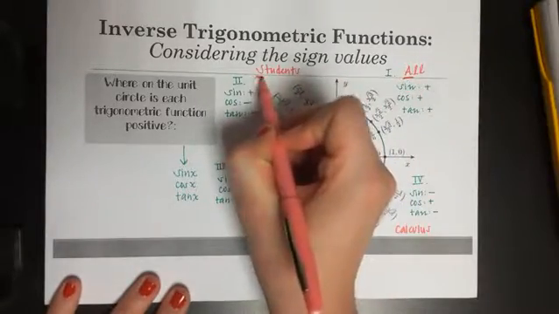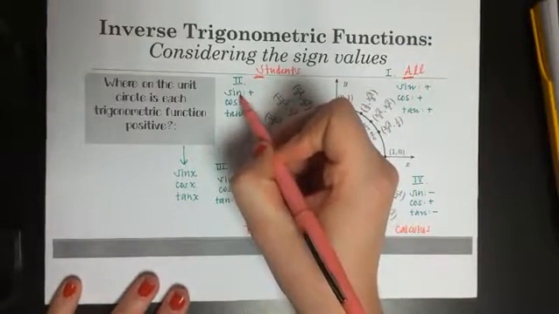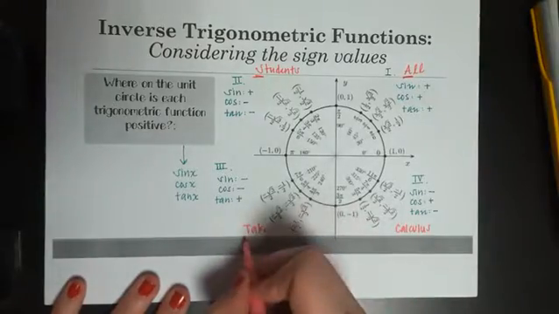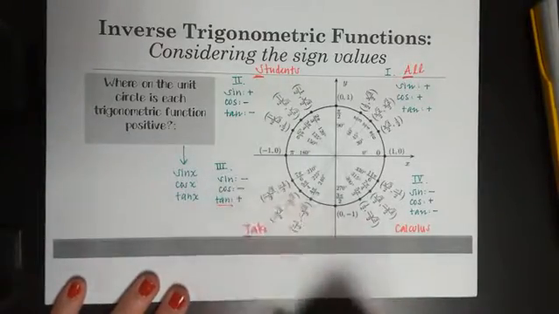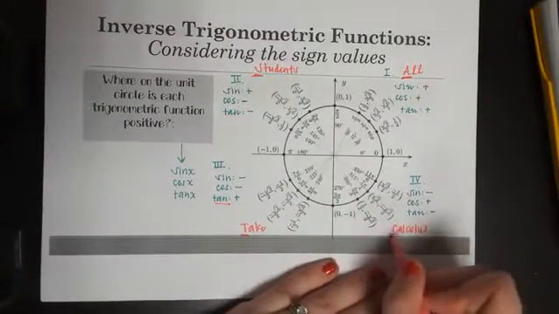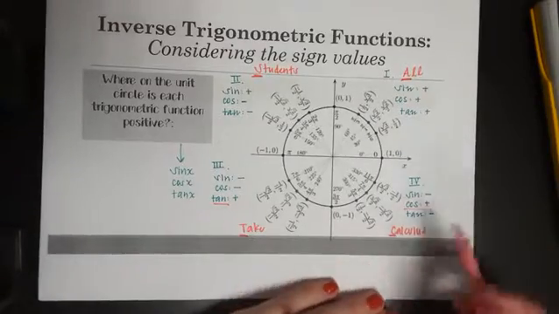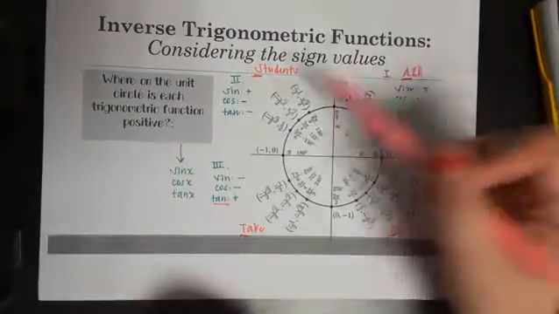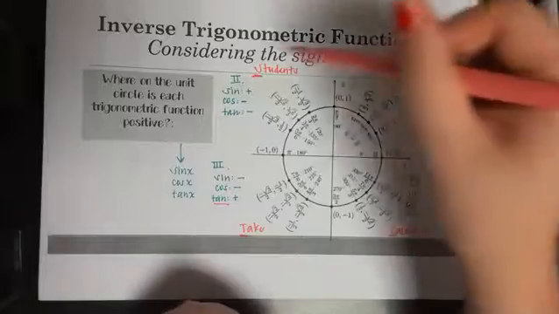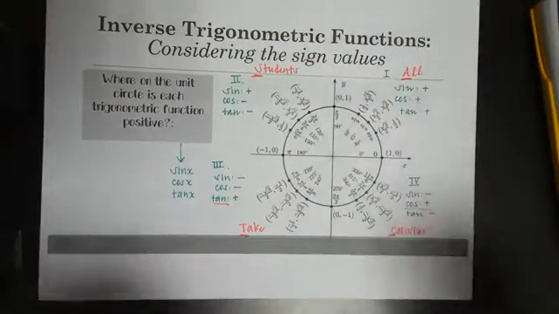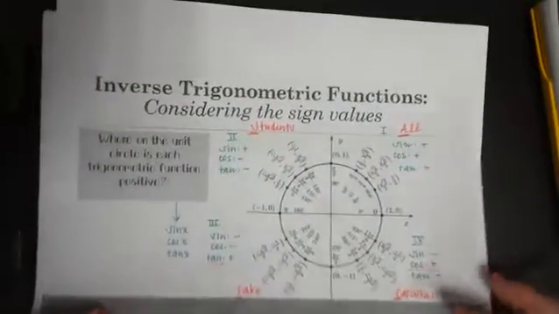In the second quadrant, S, sine, is positive. In the third quadrant, T, tangent, is positive. In the fourth quadrant, C, cosine, is positive. So if you use that phrase, all students take calculus, it tells you all, sine, tangent, cosine, those are the positive values in those quadrants.